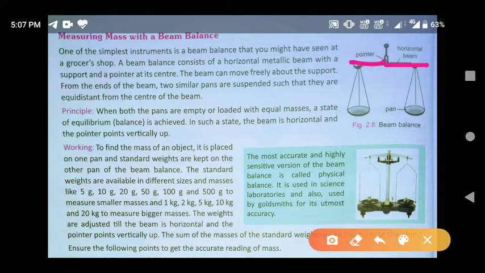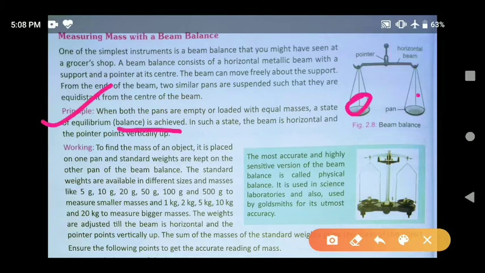So this is all about the construction of a beam balance. It has two similar pans, one horizontal metallic beam, and a pointer at the center to see the level of balance. Okay, principle. If both the pans have the same mass, in this case the beam will be horizontal and the pointer exactly vertical. This is the exact principle of the beam balance.